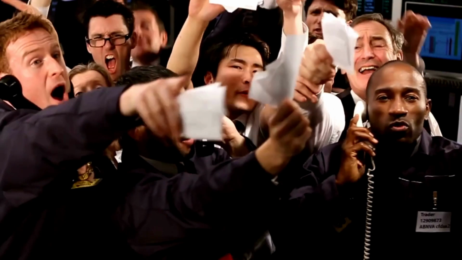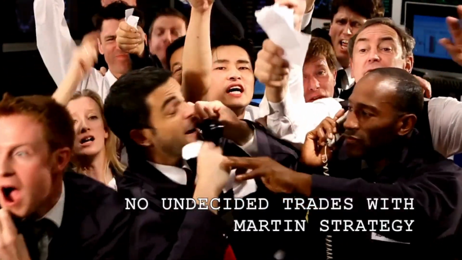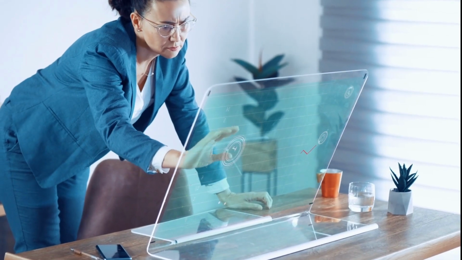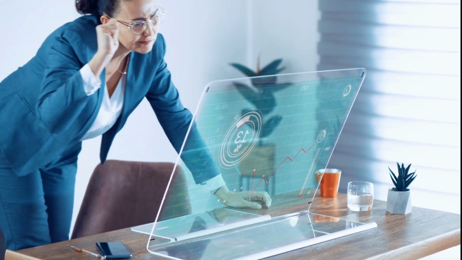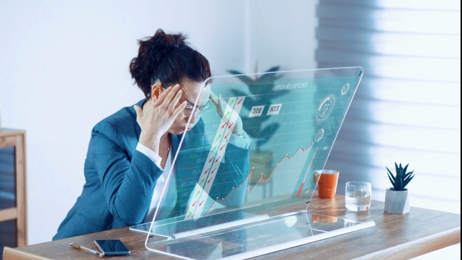FOMO. FOMO often arises in volatile markets where prices are rapidly increasing or when there is significant news or hype surrounding a particular asset or trading opportunity. Traders may feel pressured to jump into the market to avoid missing out on potential gains, even if it goes against their trading strategy or risk management plan.